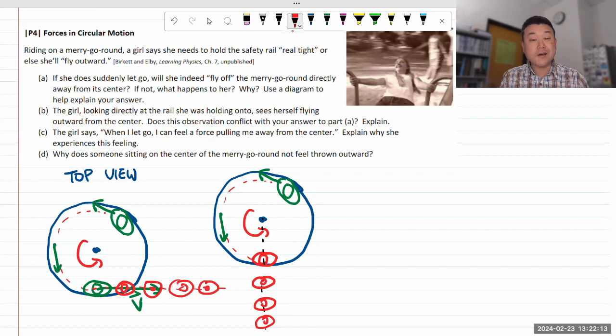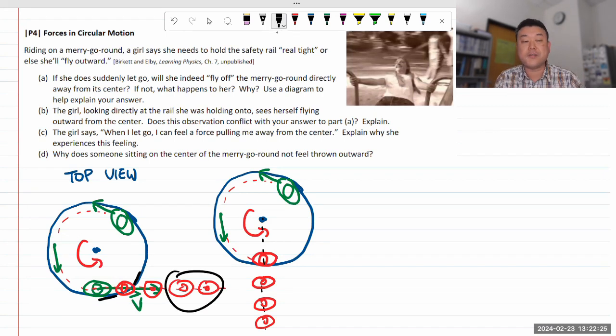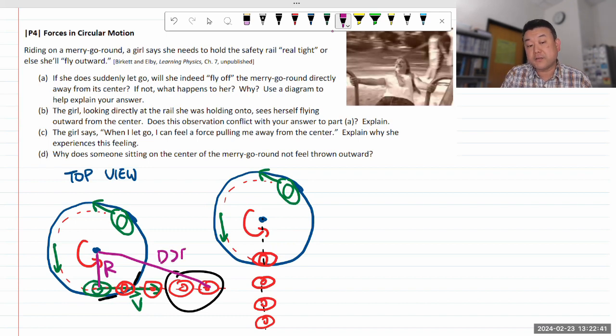One is that she does, in some sense, fly off the merry-go-round. The edge of the merry-go-round is right here. So she does fly off in the sense that when she's over here, she's not on the merry-go-round anymore. And you can even quantify it. You can look at the distance from the merry-go-round center to where she was. She was at radius away. And at some later time, she is indeed farther away. This distance is greater than the radius. So in some sense, she does fly off the merry-go-round.